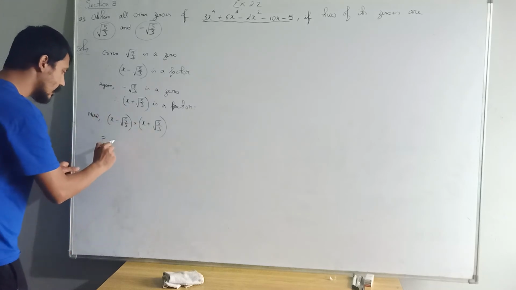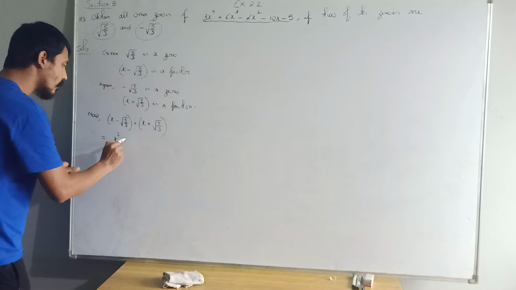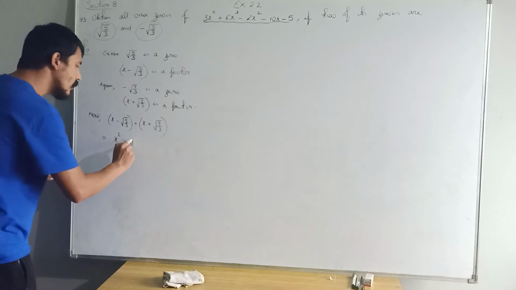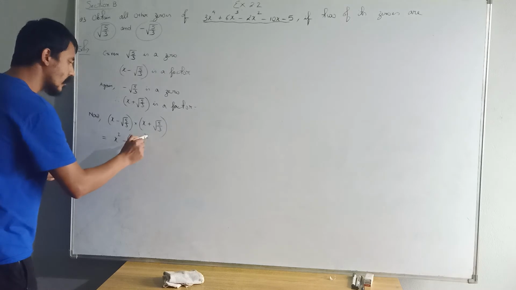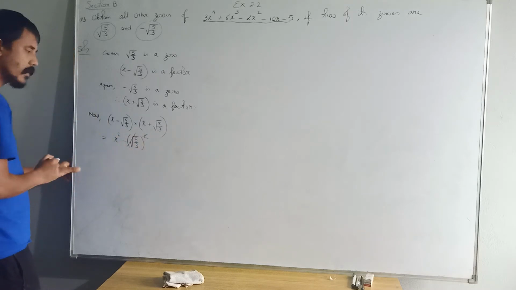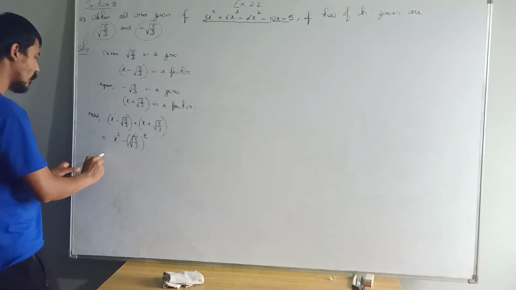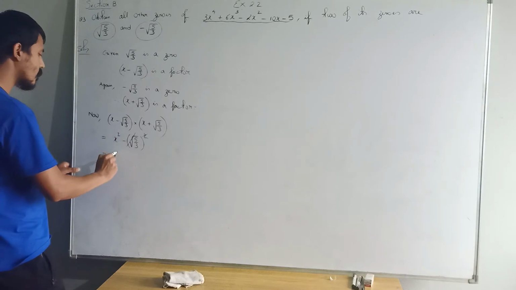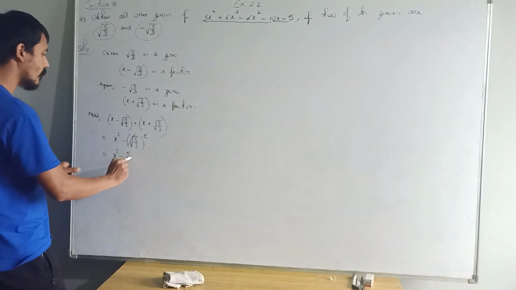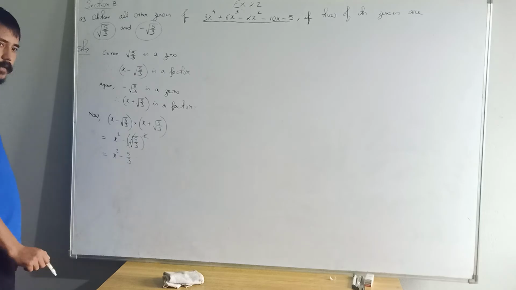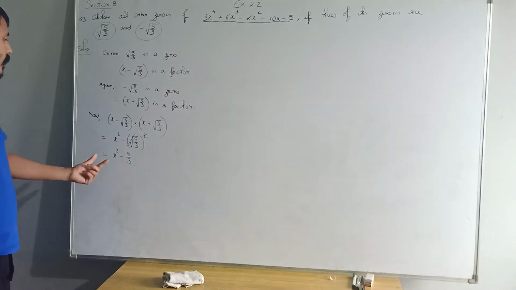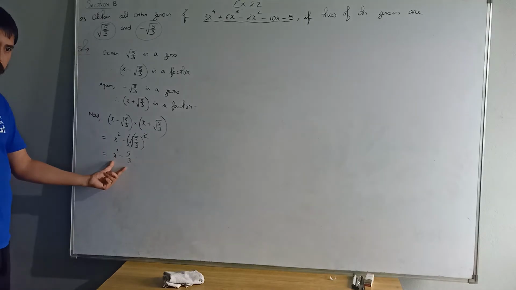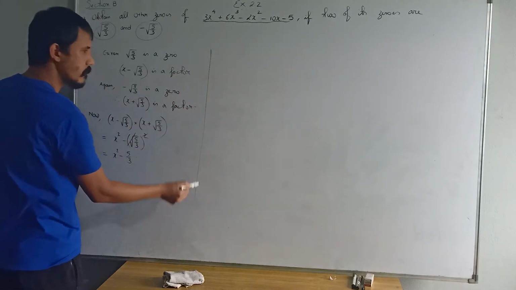Your a is x, so a square minus b square, where b is square root of 5 by 3. Now square and square root can be cancelled out. So we have the resultant factor as x square minus 5 by 3. So this given polynomial has to be divided by this resultant factor. So let's perform the division.